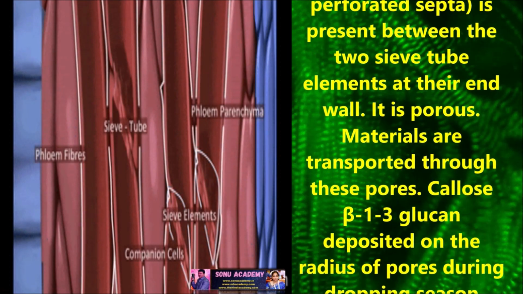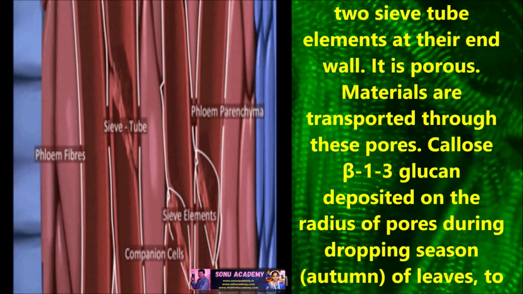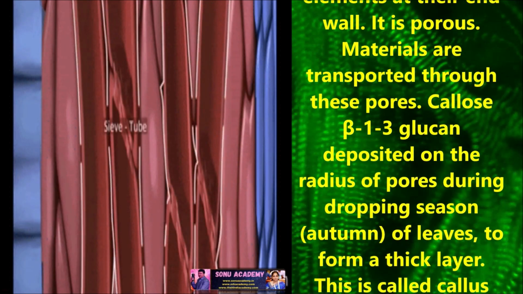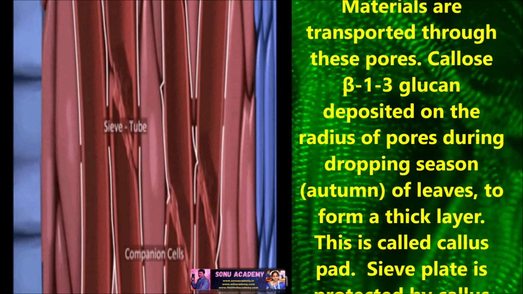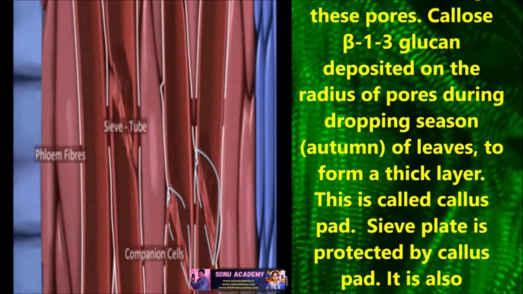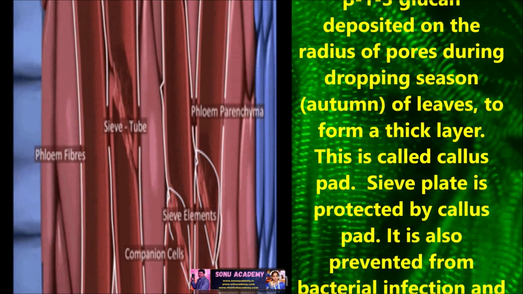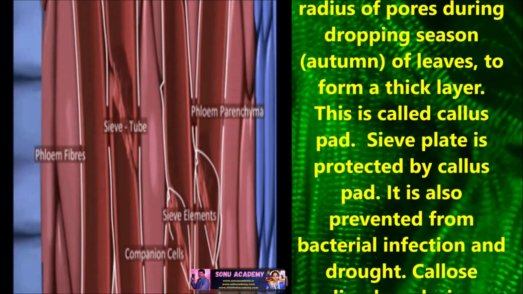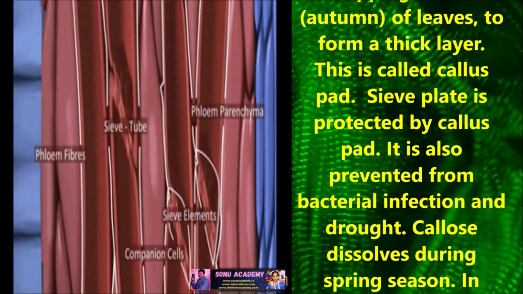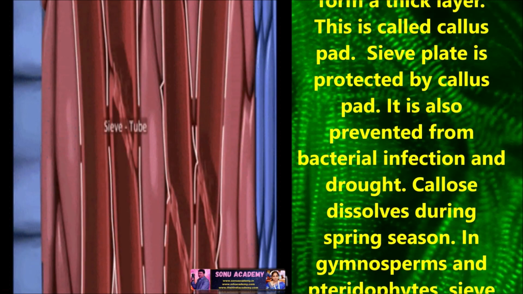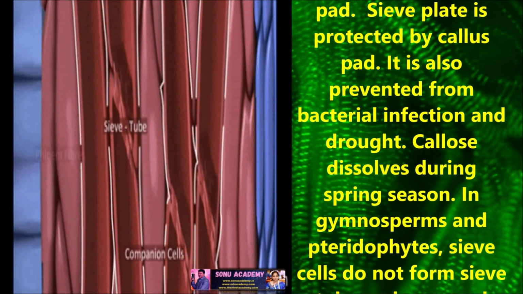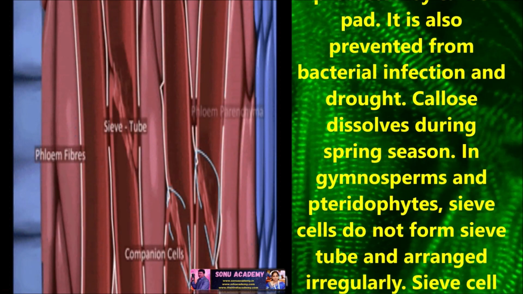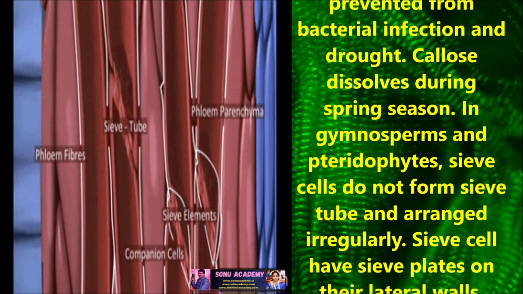For example, callose. Beta-1,3-glucan is deposited on the walls of the pores during the dropping season of leaves to form a thicker layer. This is called a callus pad. The sieve plate is protected by the callus pad. It is also protected from bacterial infection and drought. Callus dissolves during the spring season.